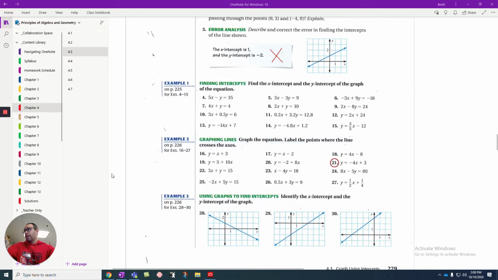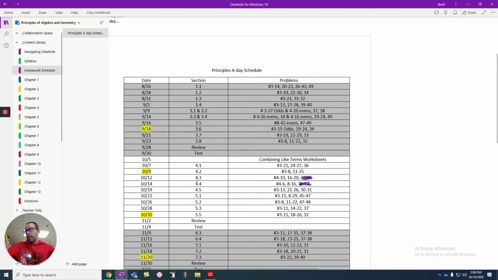Remember that when you need to find your homework assignment, you look at the homework schedule, and you can see that on Monday the 12th, we're working on 4.3. Notice I scribbled out part of the assignment. That's so that we're focusing on 4 through 10 and 16 through 20.